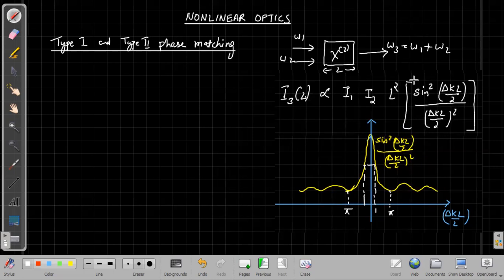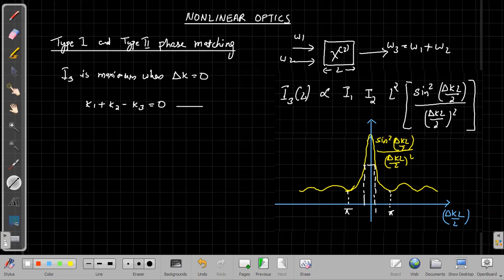Now if you plot this sinc function, you get this kind of graph. Therefore the intensity of omega 3, I3, would be maximum when delta K equals 0. This is what is called the phase matching condition, or K1 plus K2 minus K3 equal to 0.